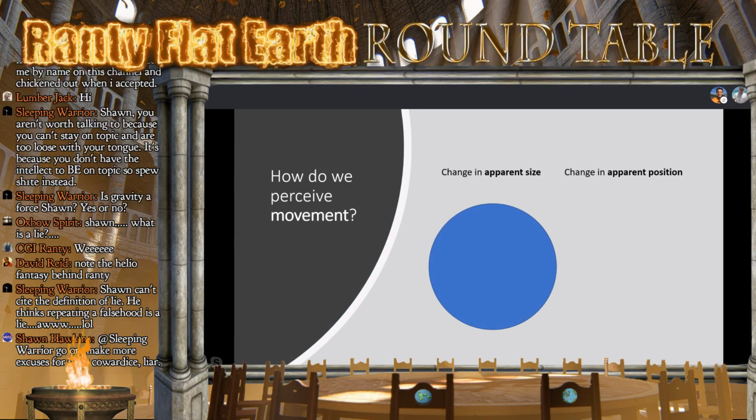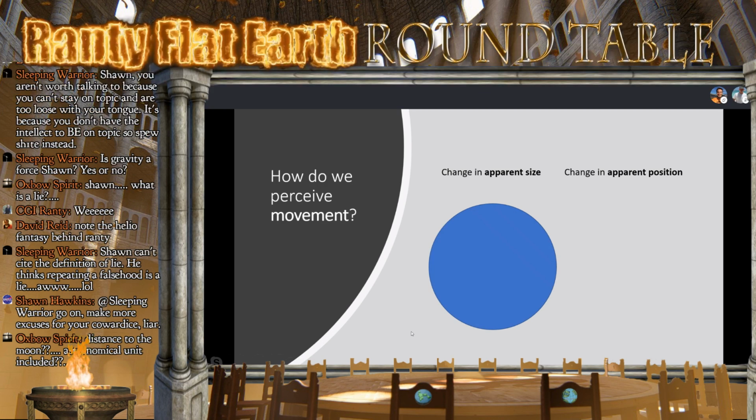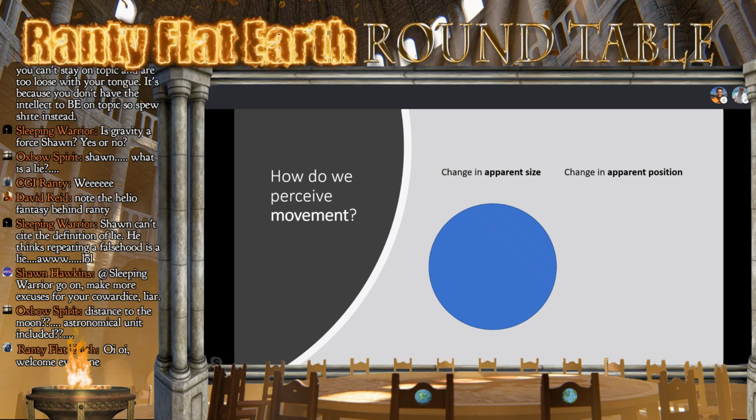So I want to start by saying, how do we perceive movement? We can perceive movement in generally two ways. One of them is the change in the apparent size of an object. So let me replay this slide. You're going to see this object appear to grow in size. And that would seem to indicate that the object was moving toward us because it was getting bigger. Or at least it appeared to be getting bigger.